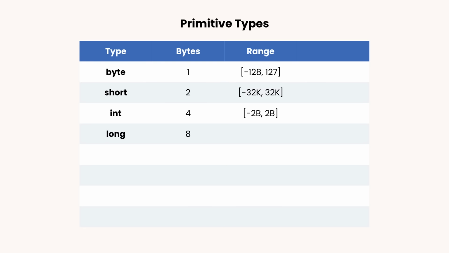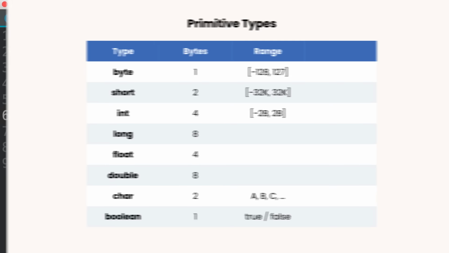Now, all these types are for storing whole numbers that don't have a decimal point. If you want to store a number that has a decimal point, you have to use float or double. Float takes 4 bytes, double takes 8 bytes. So obviously with double, we can store larger numbers. Next, we have char for storing a single character like A, B, C. And these char types take 2 bytes, so they support international letters. And finally, we have Boolean for storing Boolean values, which can be true or false, just like yes or no in English. Now let's take a look at a few examples.